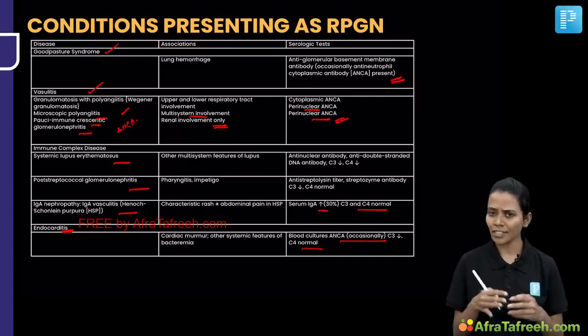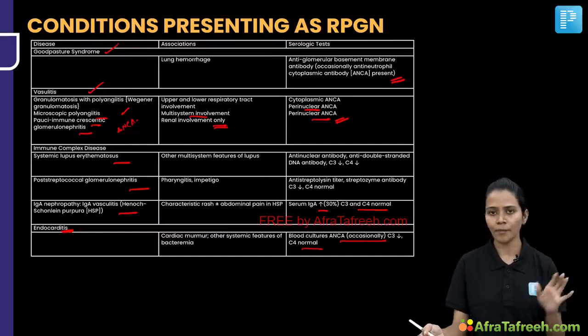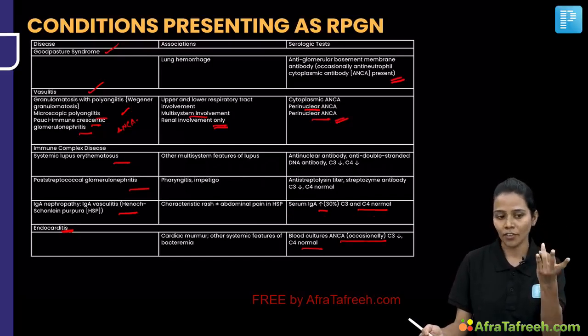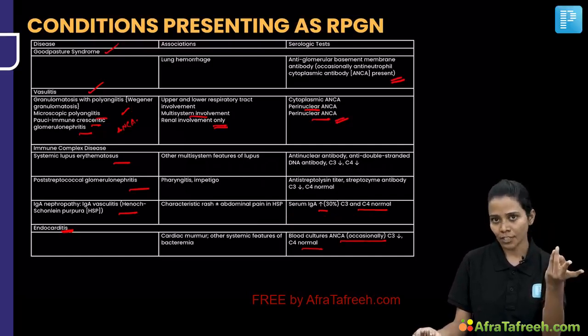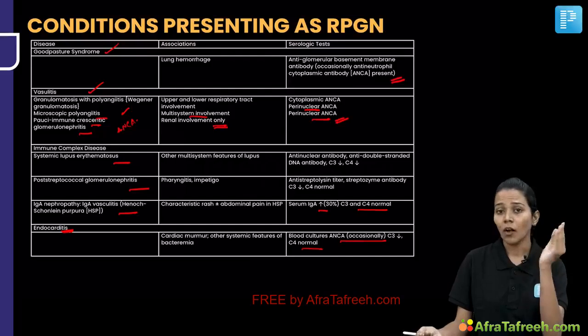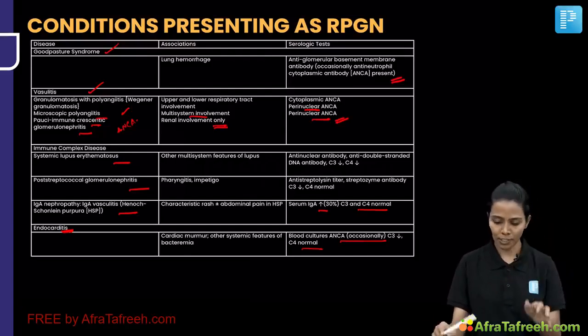So all these in detail you will learn about that particular disease. Just remember, it can happen because of anti GBM disease, it can happen because of vasculitis or immune complex deposition like SLE or some infection. That is IRGN or PSGN or in endocarditis, or it can also occur in IgA nephropathy. So these are all the causes of RPGN.